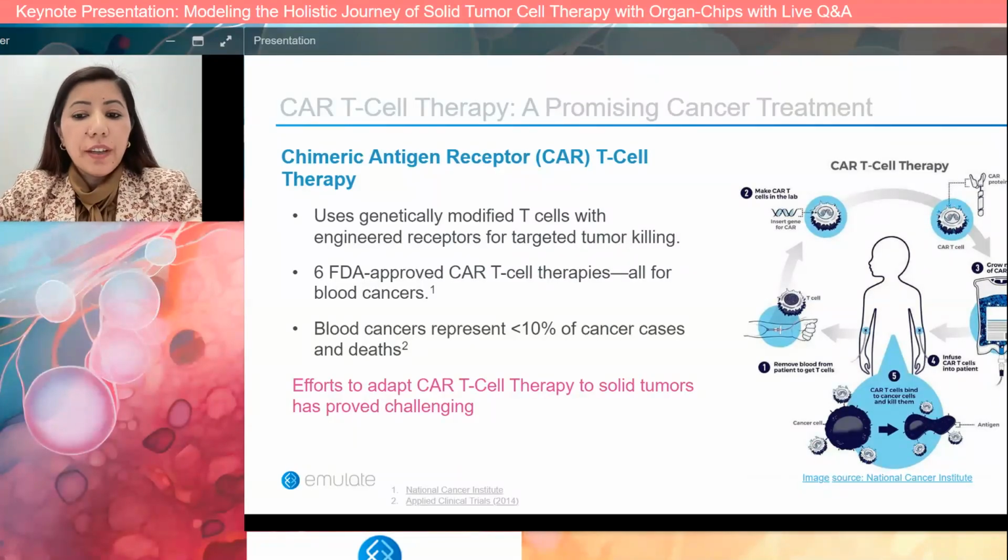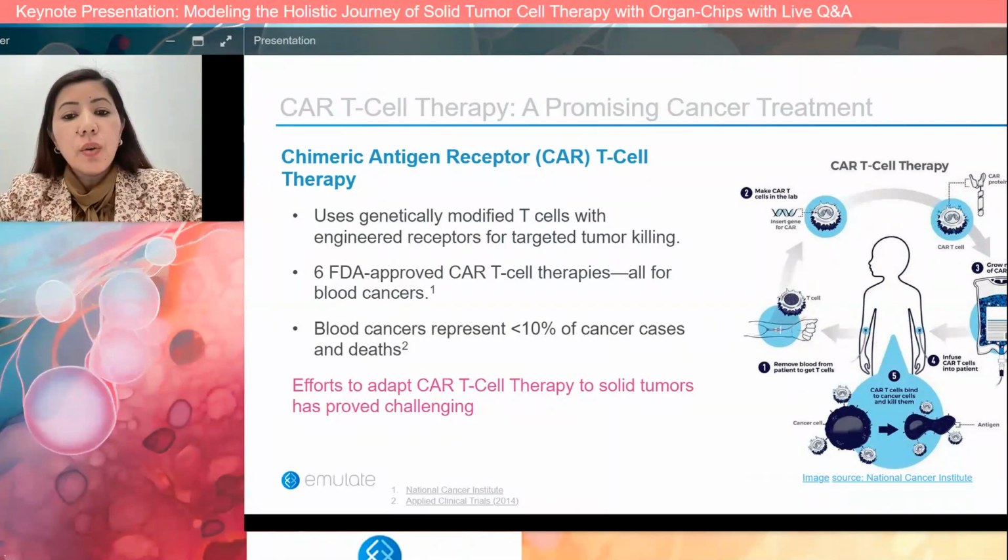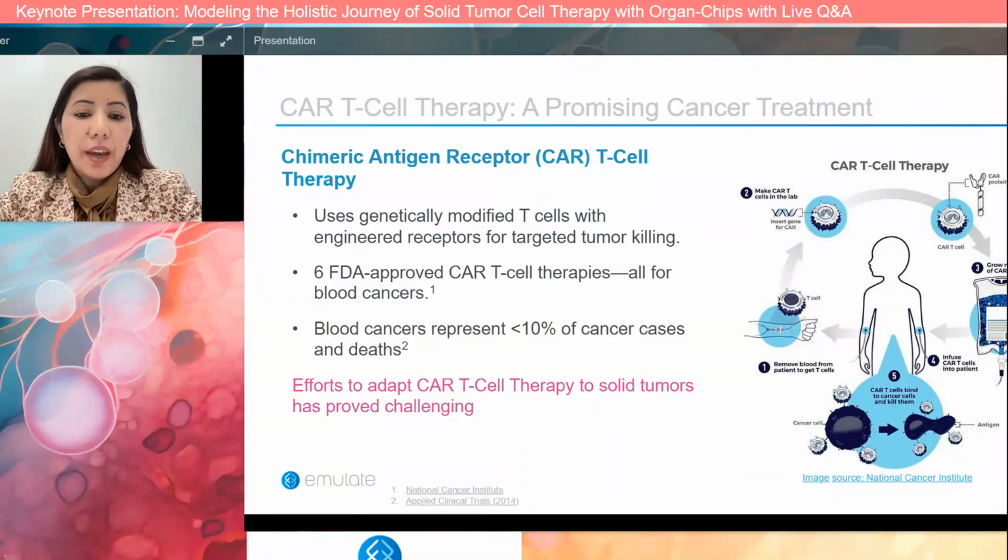So before diving into the detail of the workflow, let's first see what CAR T cell therapy is. CAR T cells are basically engineered chimeric antigen receptors. These recognize the antigen expressed on the tumor cells and specifically kill those tumor cells. So these CAR T cells have revolutionized the way we have thought about cancer treatment in the past. That led to 6 FDA approvals for the liquid cancers.